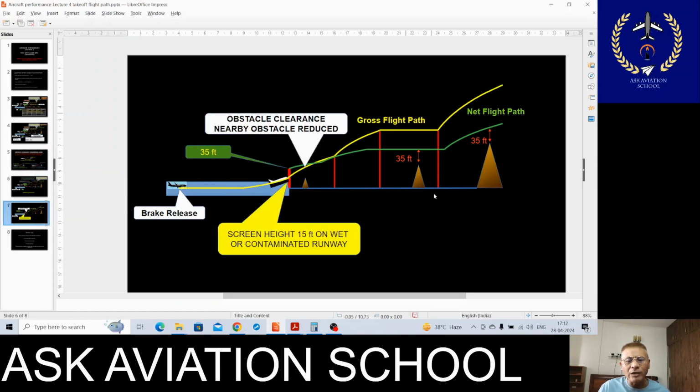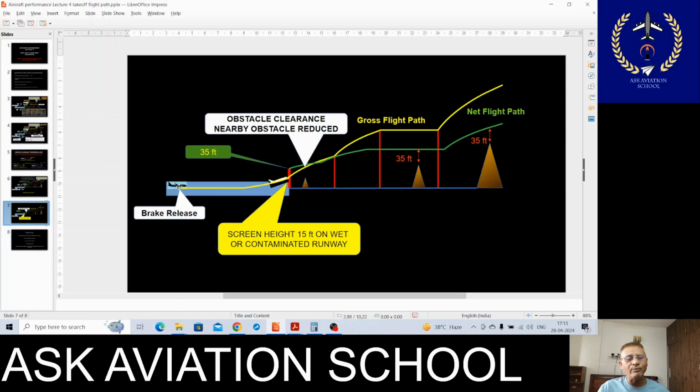Now, whatever we have talked about was for operation on a dry runway. However, if you are operating on a wet or a contaminated runway, the regulators have permitted us to reduce the screen height from 35 feet to 15 feet, and at the same time, in case of a reject takeoff, I can take the credit for the reversers. But since it is a continuation of the takeoff, I will consider the reduction of the screen height.